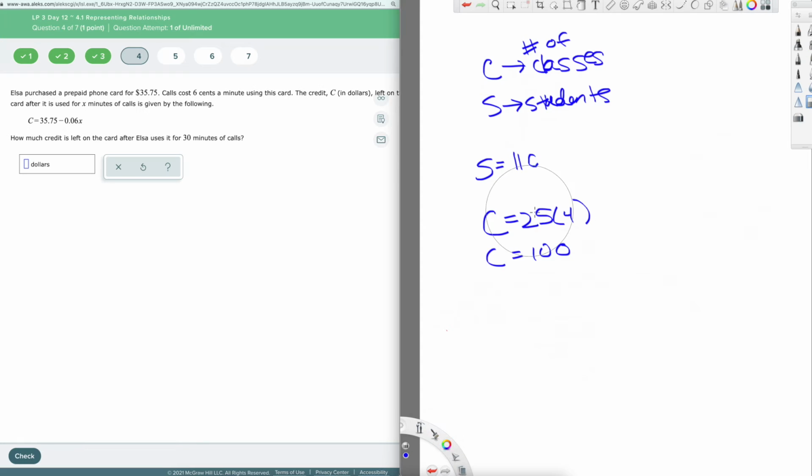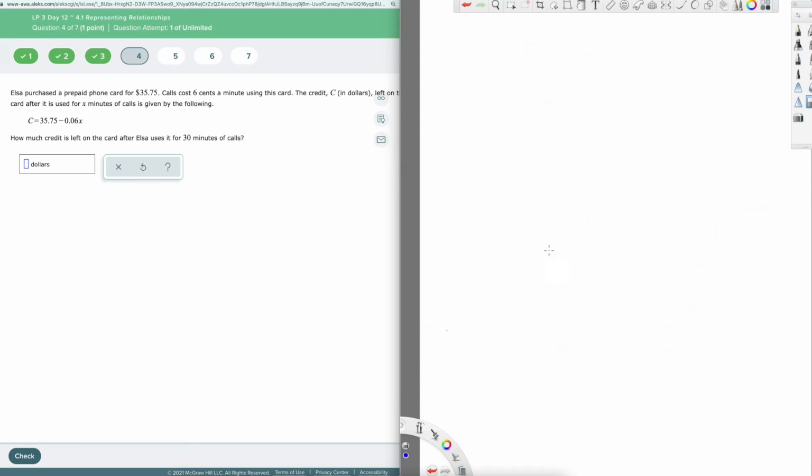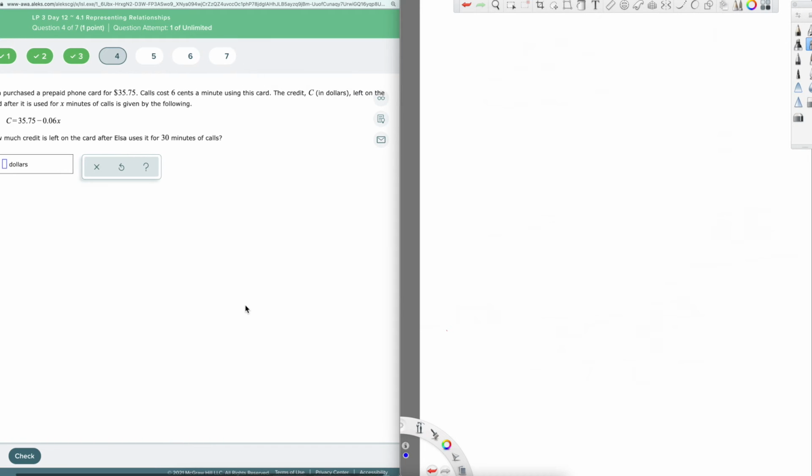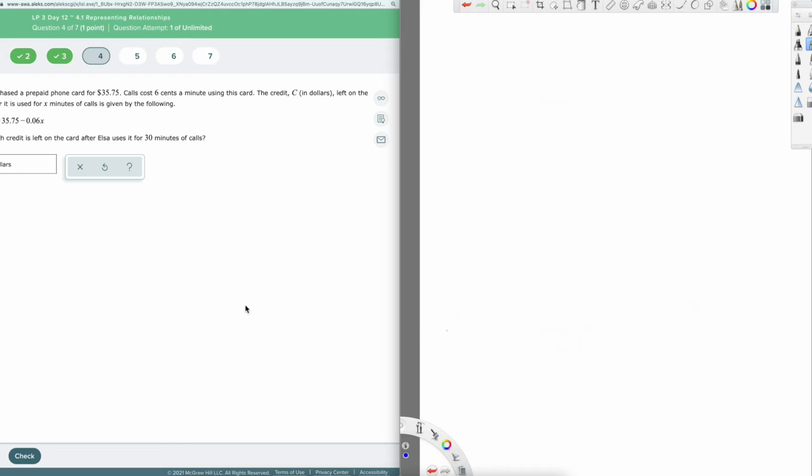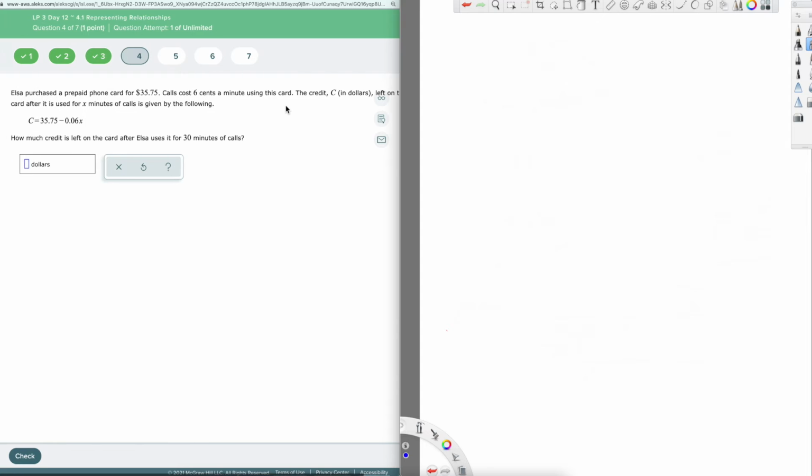Okay, now we're getting a little bit more complicated with this one. So let's see, we have Eliza, I think that's how you say that. Eliza purchased a prepaid phone card for $35.75. Calls cost 6 cents a minute using this card. The credit, C in dollars, credit means what's left over, left on the card after it is used for X minutes of calls, is given by the following.